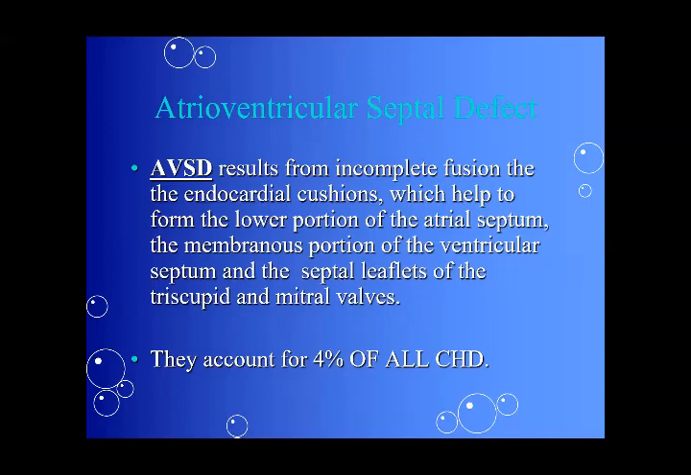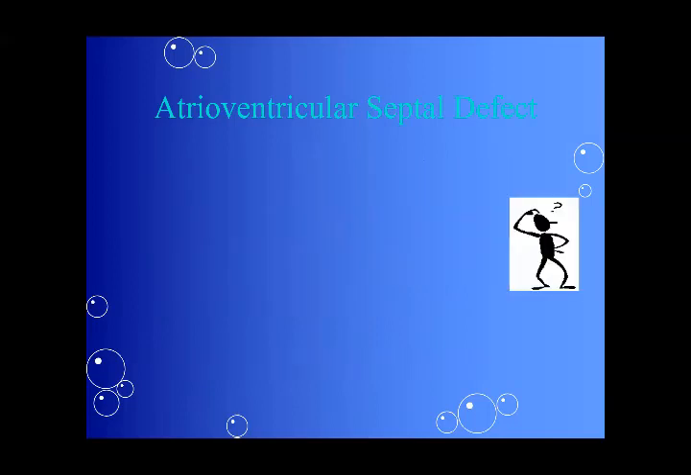It usually occurs when the lower part of the atrial septum is absent, or the ventricular septum is absent, or the septal leaflets of the tricuspid and mitral valves are also absent. So the whole heart and its chambers are in communication with each other. They account for 4% of all congenital heart disease.